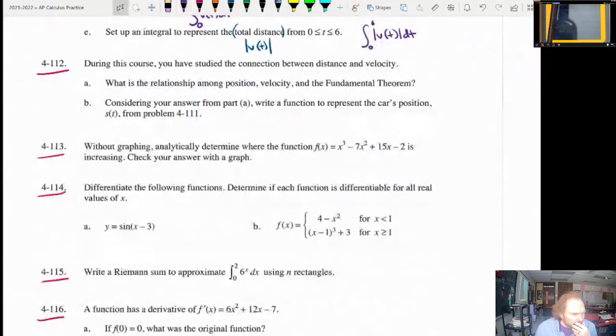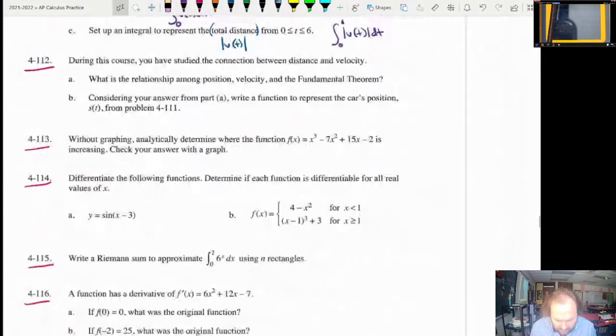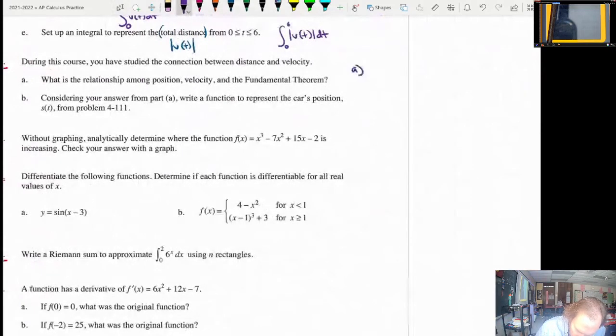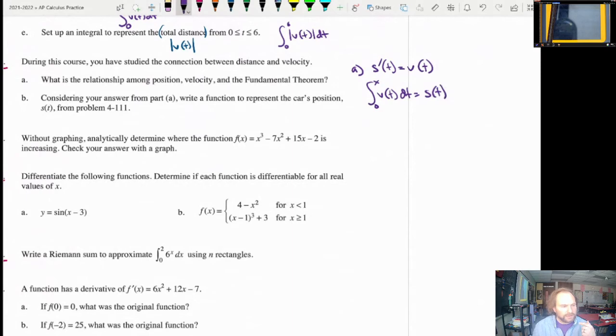Problem 4.1.12. During this course, you've studied the connection between distance and velocity. What's the relationship among position, velocity, and the fundamental theorem? Okay, here you go. There are things you've got to know. Position prime of t is equal to the velocity. And the integral from 0 to x of v of t dt equals s of t. I guess I said there's 2 things you've got to know.